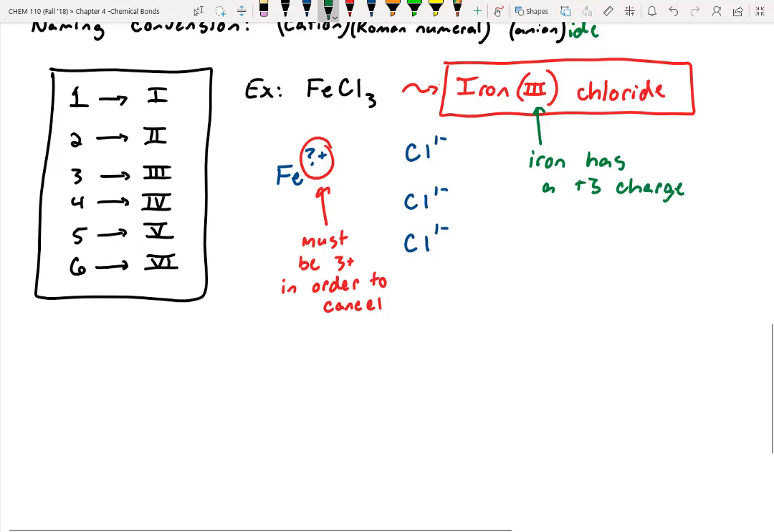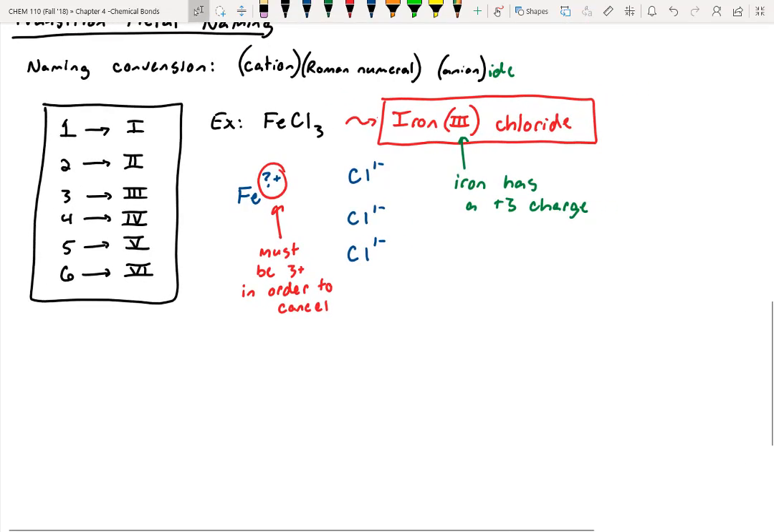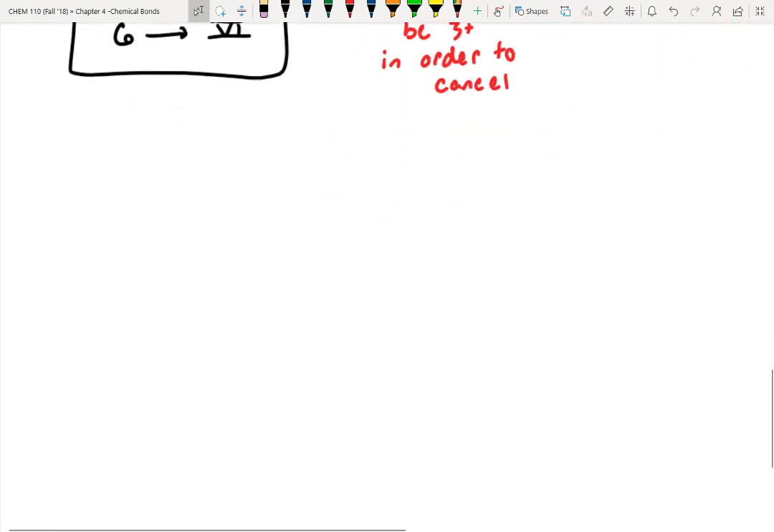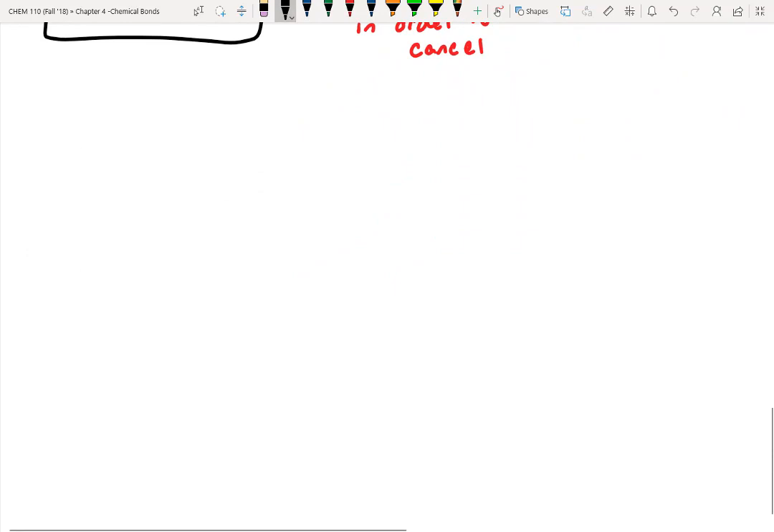So anytime you see a transition metal, you need to immediately think, I need to include a Roman numeral. It's easy to forget. All right, so let's take a look at a few examples, and I'll show you why this is really important. First example I have is CuBr. The second example I have is CuBr2.